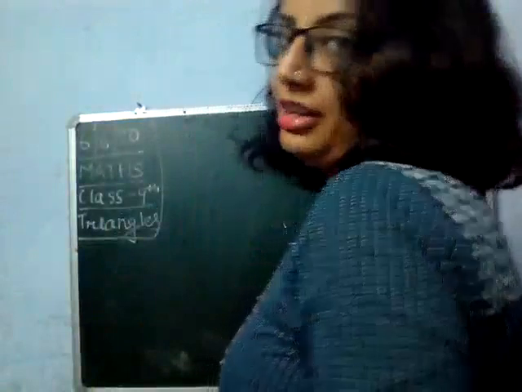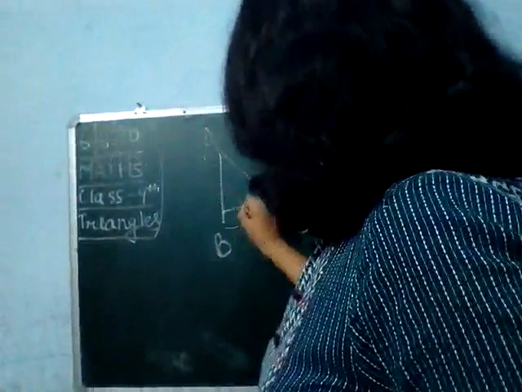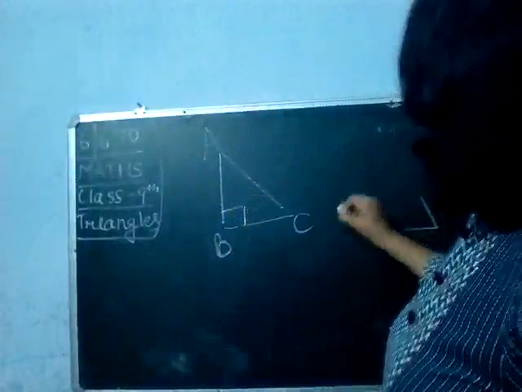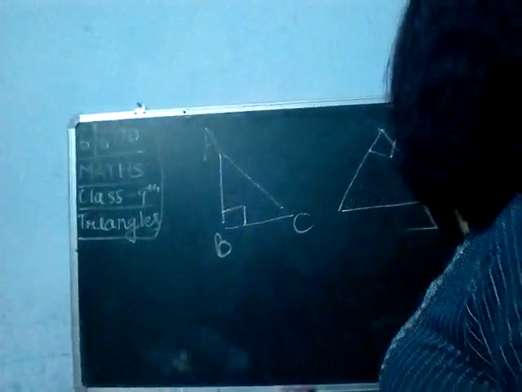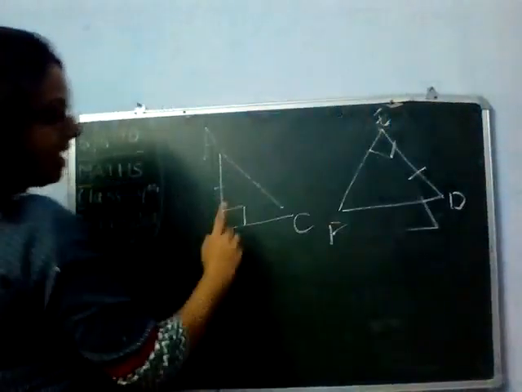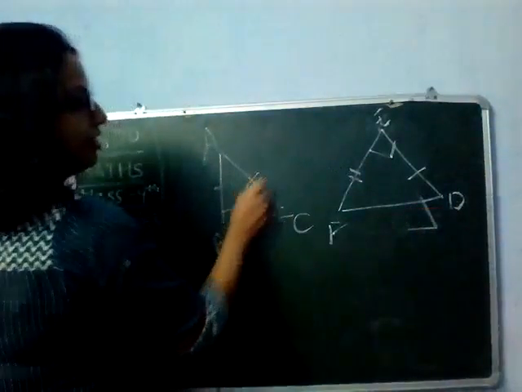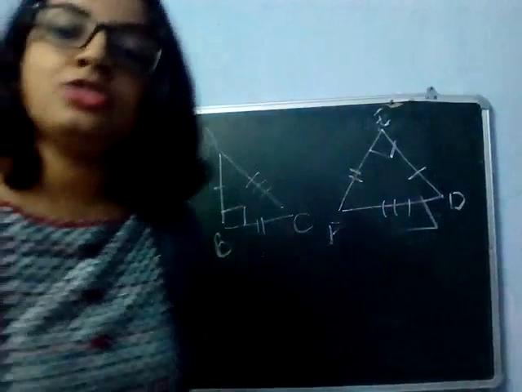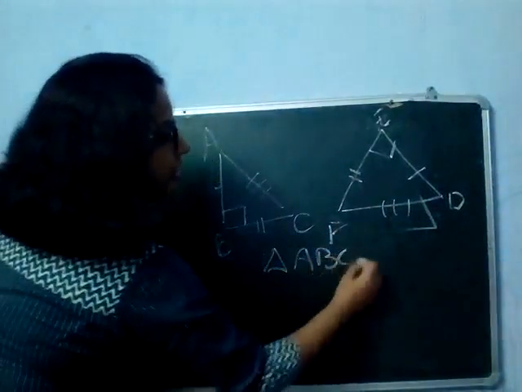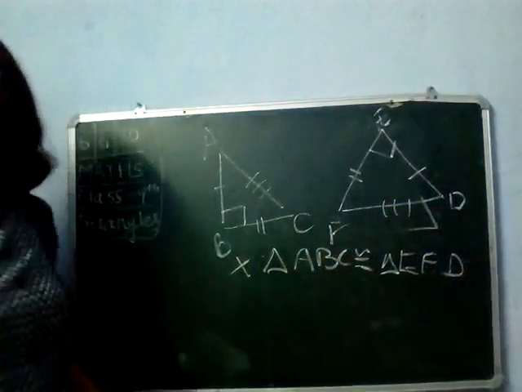Now there is a way to write congruence of a triangle. Suppose this triangle ABC has a 90 degree angle, it is a right-angled triangle, and suppose the other is triangle DEF. If side AB is equal to side DE, BC equals side EF, and side AC equals side DF, then you can't write triangle ABC congruent to triangle EFD. This is not a way to write congruence of a triangle.